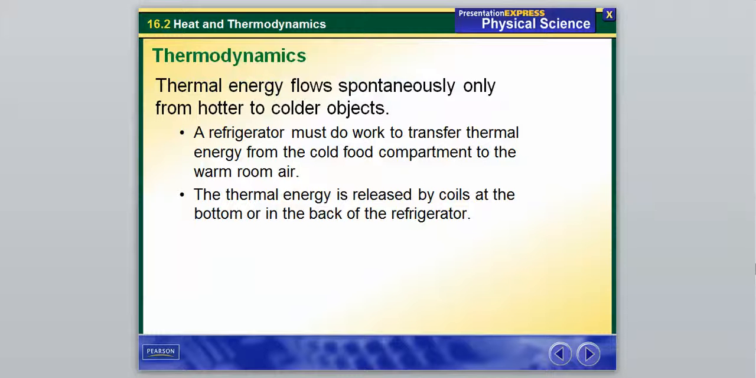And again, I just said that thermal energy naturally flows spontaneously only from hotter to colder objects. An example of something that goes against that is our refrigerator.